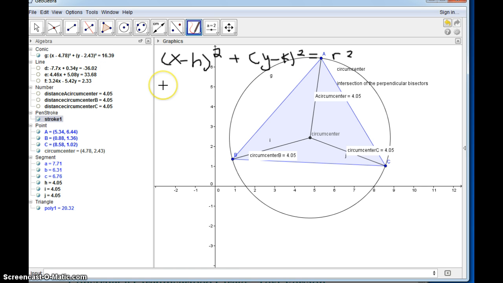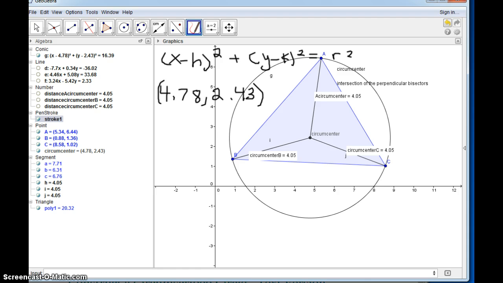So the center in this case would be the opposite of negative 4.78, which would be positive 4.78. And the other part of the ordered pair for the center would be the opposite of this, which would be positive 2.43. And that should be the circumcenter coordinates, and it is. And this is the radius squared.